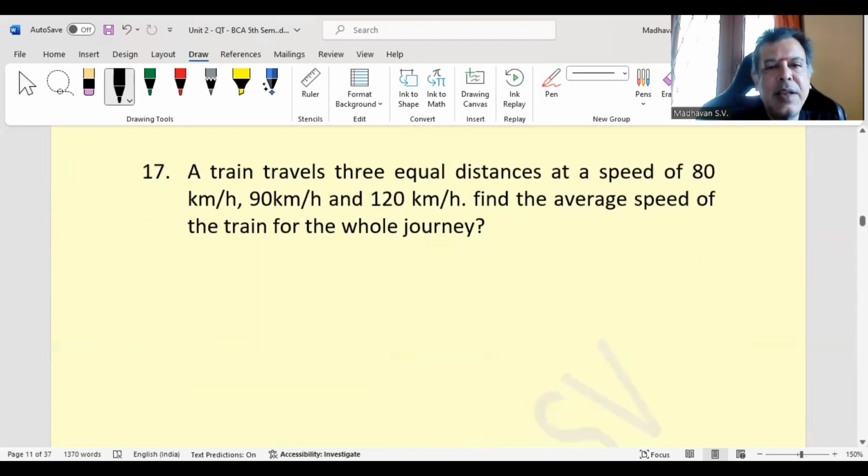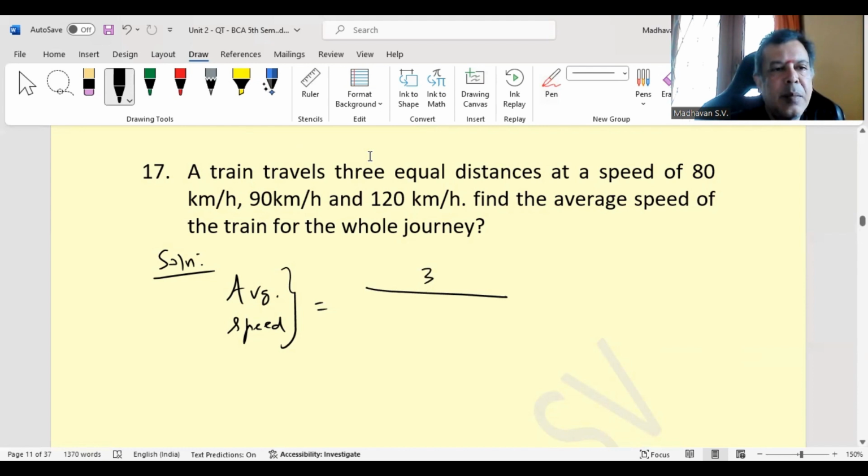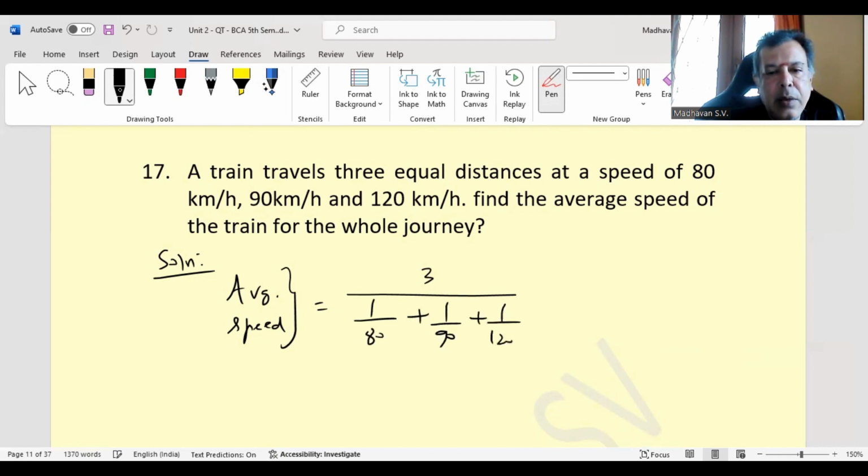A train travels 3 equal distances at a speed of 80 km per hour, 90 km per hour, 120 km per hour. Find the average speed. Again, since all the unit of measure is in the form of a ratio, we'll use harmonic mean. Average speed. Now here we have 3 observations. So numerator will have 3. Denominator will be sum of the reciprocals, means 1 by 80 plus 1 by 90 plus 1 by 120.